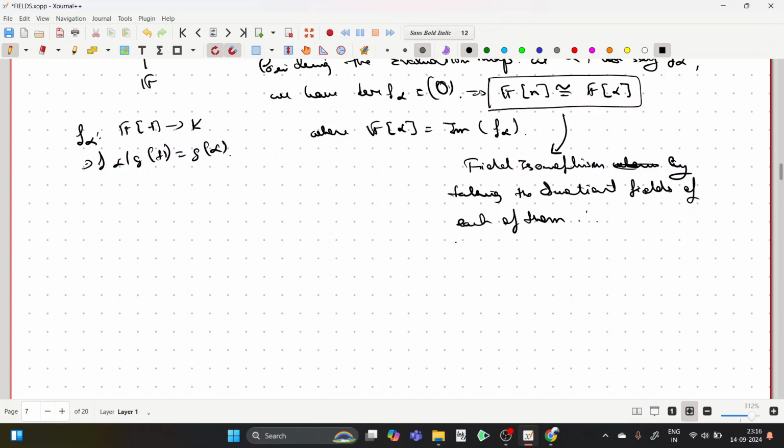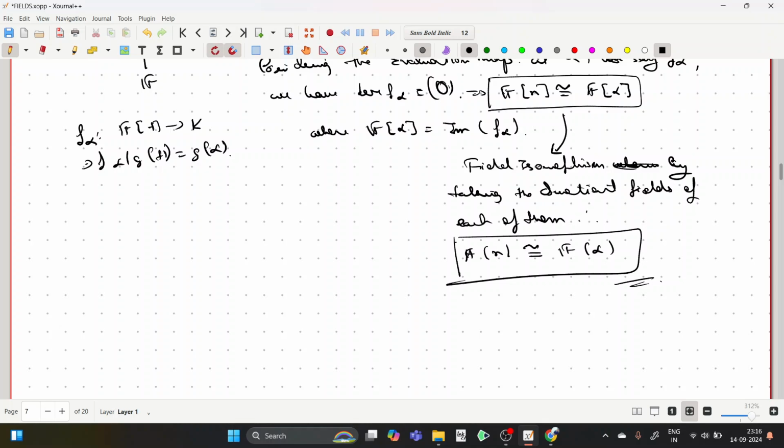Therefore, what I can say is that the fraction field or the quotient field of F[x], that is F(x), is isomorphic to F(alpha). Clear? So in the case of transcendentals, we have this, and you can obviously observe that this is actually an if and only if condition, because if F(alpha) is isomorphic to F(x), then that means alpha cannot be algebraic over F, because we cannot get a polynomial over F[x] such that f of alpha is 0. Clear? Got it?